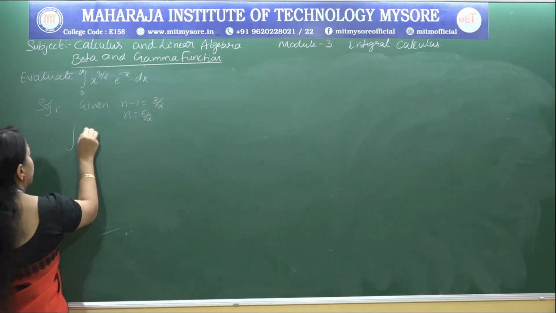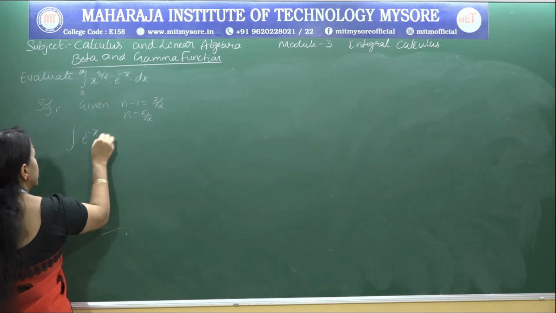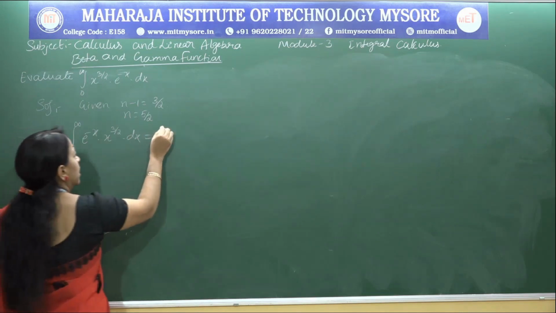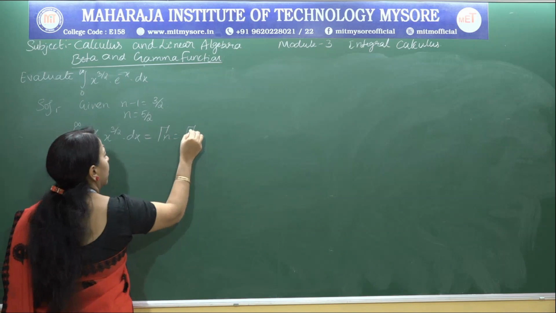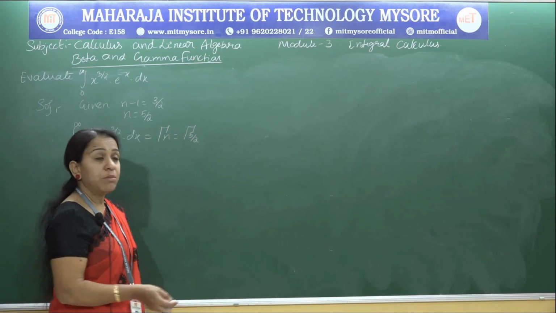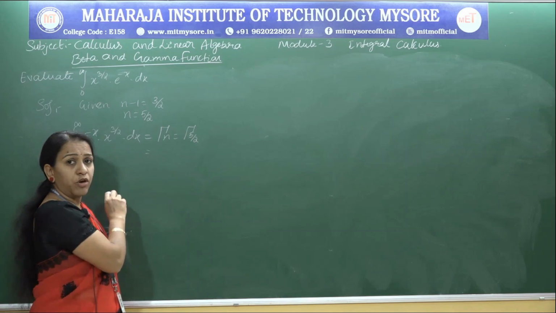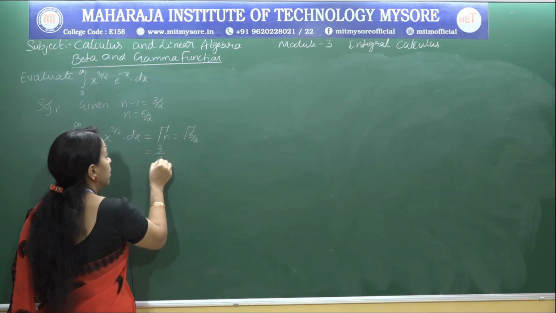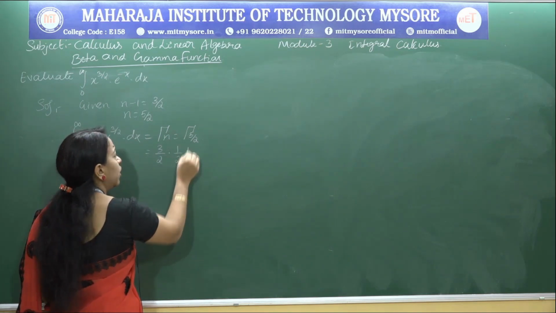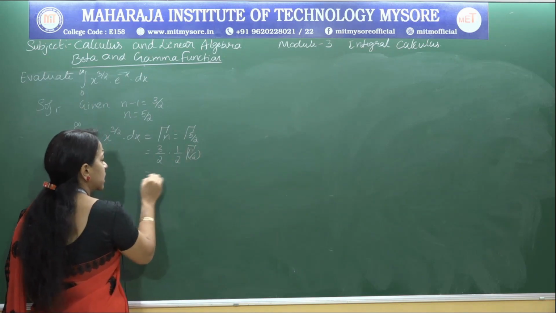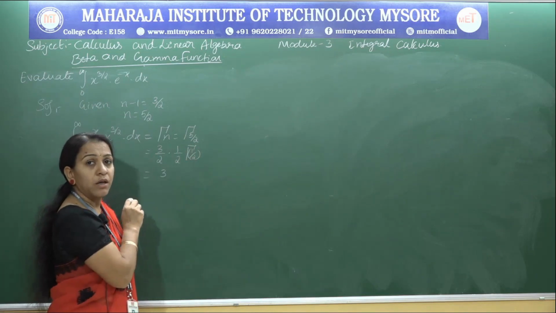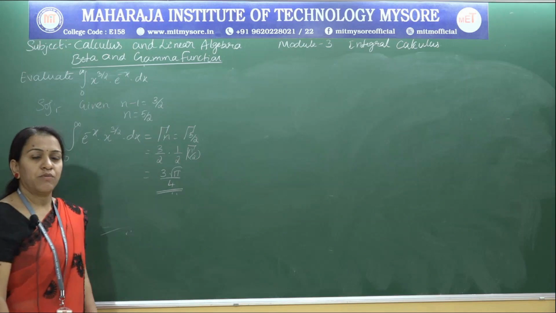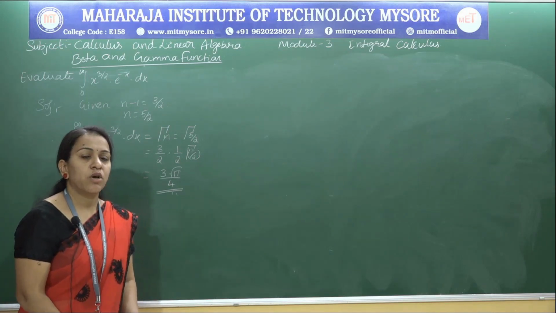Therefore, the integral of e power minus x into x power 3 by 2 dx between the limits 0 to infinity is gamma n, nothing but gamma 5 by 2. Gamma 5 by 2 can be simplified further. So, we know the standard formula, right? Using that, I can write 5 by 2 minus 1, that will be 3 by 2. 3 by 2 minus 1 will be 1 by 2 into gamma 1 by 2. Now, it is nothing but 3 times gamma half, and gamma half is root pi, so 3 pi by 4. That is the required result of the given problem. Now, let's solve the next problem.